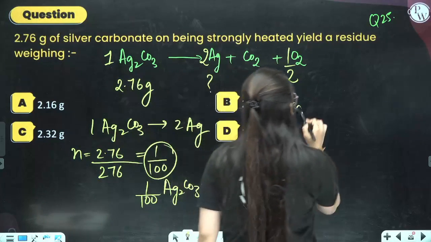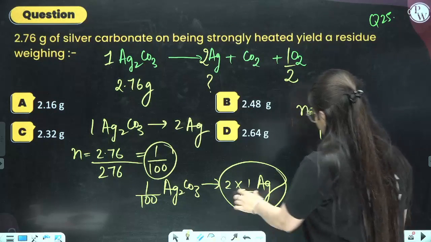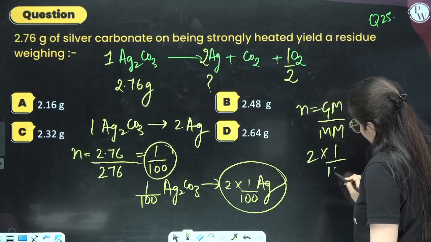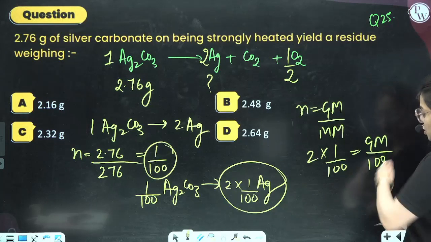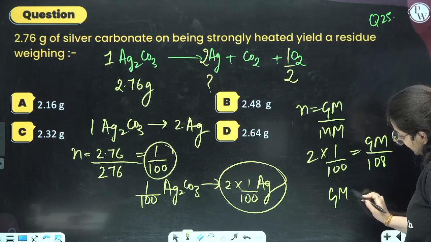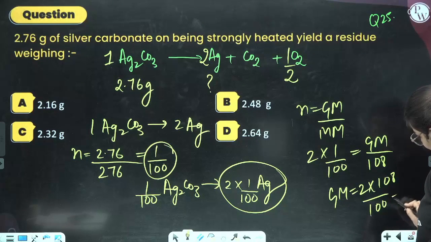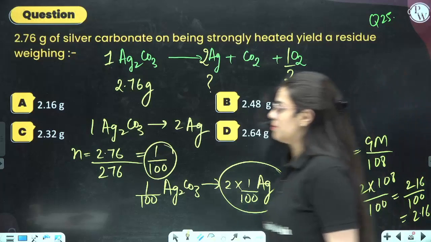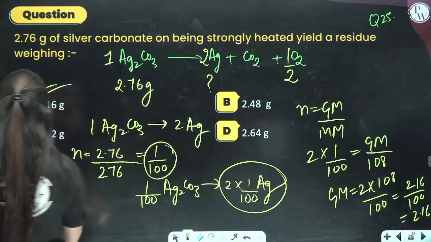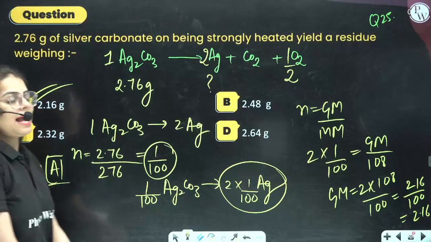Now, you know the formula: number of moles is given mass upon molecular mass. Number of moles is 2 into 1 by 100, equal to given mass by the molecular mass of Ag, which is 108. Cross multiply them. Given mass comes out to be 2 into 108 by 100, which is 2.16 grams. This comes out to be option number A as our correct answer.